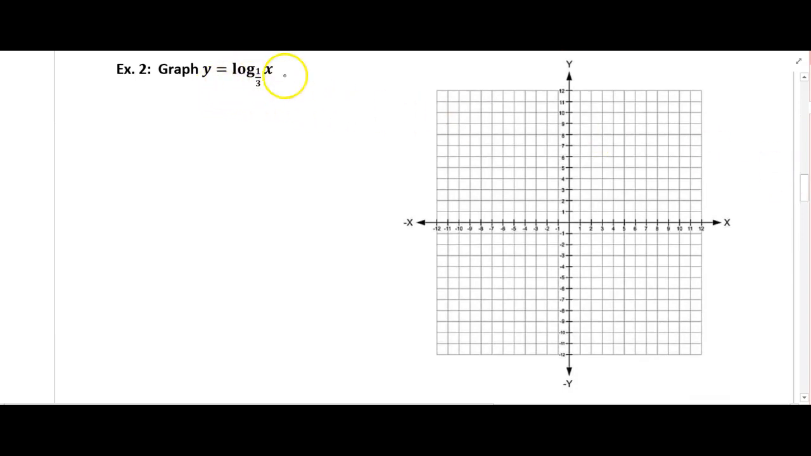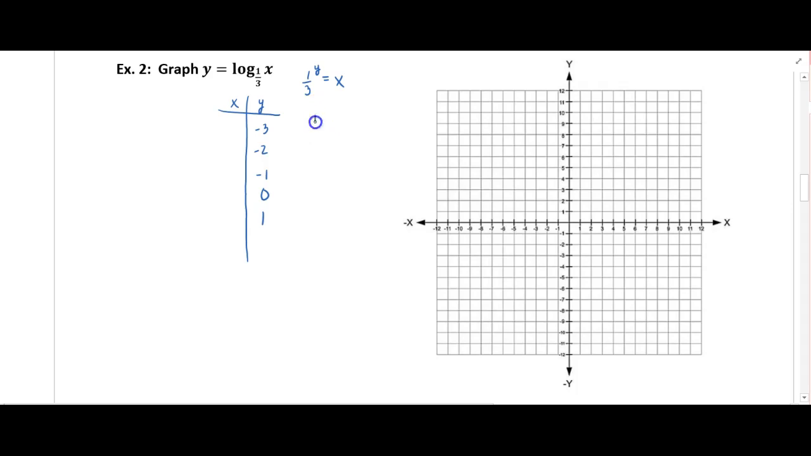Now this one is a little more complicated because of the fraction. So if we go to graph it, we're going to say 1/3 to the y power is equal to x. That's just taking this log form and rewriting it in exponential form. So now if I make my table of values, x, y, I'm going to pick y values: -3, -2, -1, 0, and 1. The only reason is because it's a fraction. You'll see why in a minute.